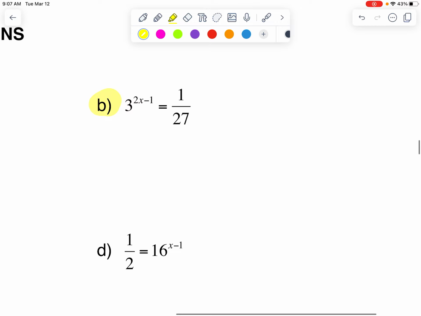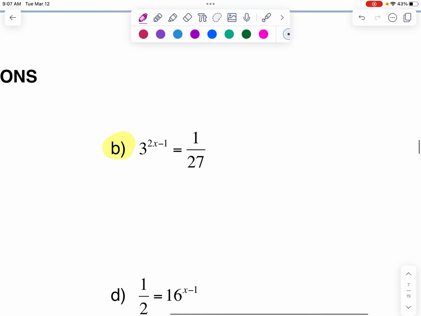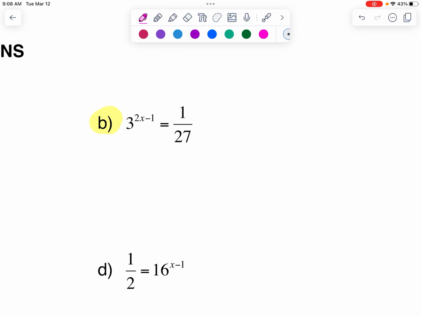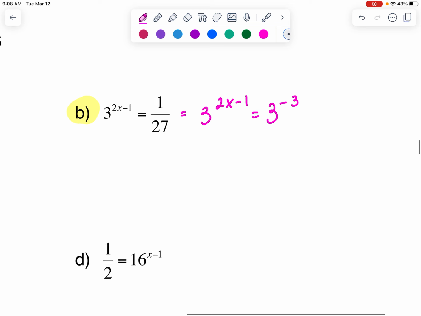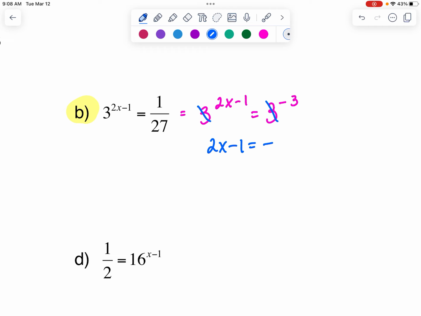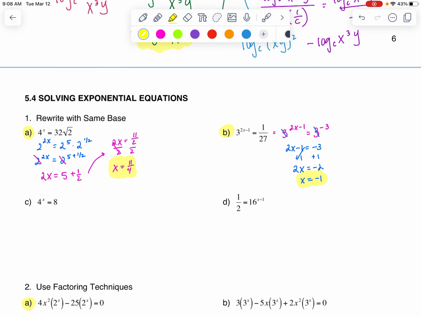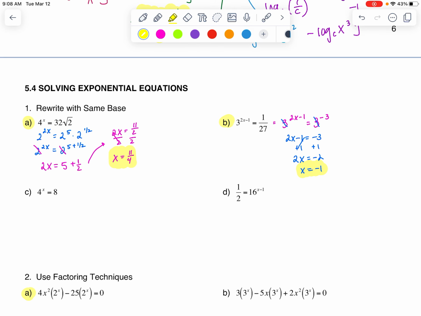Okay. Same thing for part B. First, go ahead and try rewriting with the same bases. All right, so I can rewrite this as, I'm going to keep the 3 to the 2x minus 1, all over 3 to the negative 3rd. Right, we see that they have the same bases, so I can go ahead and cancel those guys out, and we get 2x minus 1 is equal to negative 3. Then go ahead and solve for x from there. So x should equal negative 1. Right, not too shabby. Go ahead and try doing C and D and check with my answer key on Schoology.